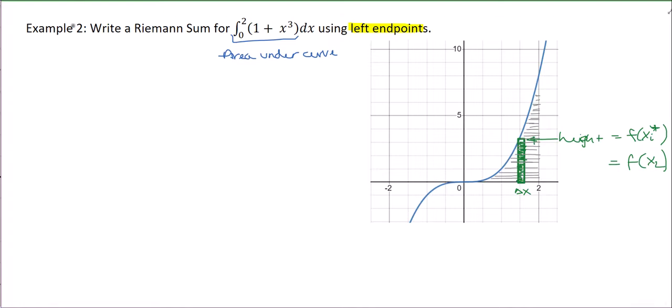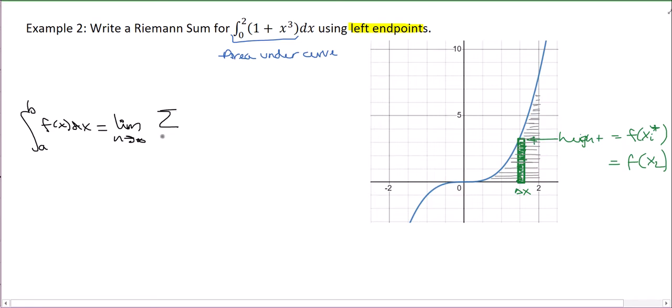The first thing is to identify what your a, your b, and your function are, so that we can write it as the Riemann sum. Our definition of the integral is: the integral from a to b of f of x dx is equal to the limit as n goes to infinity of the summation i equals 1 to n, so that's our counter, of delta x times f of x sub i star. Right, the sum of the areas of each rectangle, and the area of each rectangle is base times height. Hence, base delta x, height f of x sub i star.